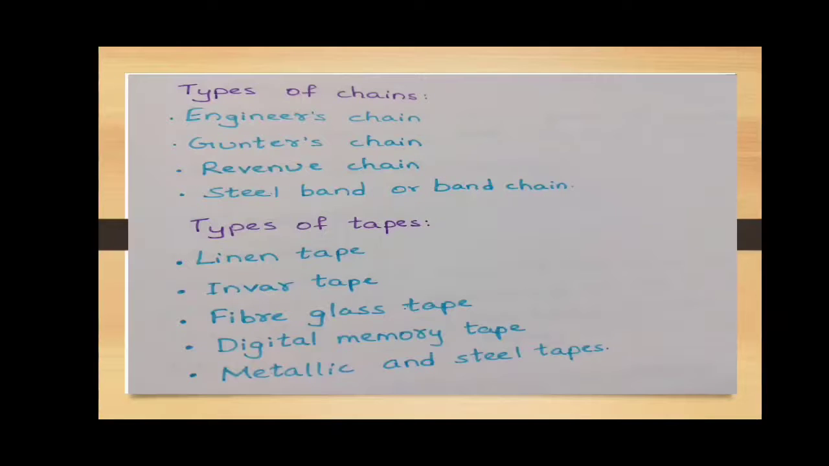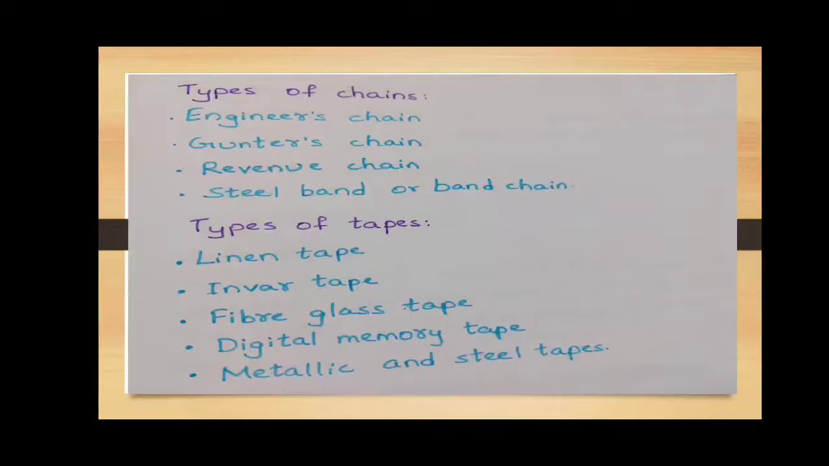And finally, steel band or band chain. The length of a steel band may be 20 meters or 30 meters. It is a steel ribbon of width 12 to 16 mm and thickness of 0.3 to 0.6 mm. It is lighter in weight compared to other types of chains and easy to handle, but the only disadvantage is that it is easily broken and cannot be repaired in the field. Next, coming to types of tapes. There are 5 types of tapes used: linen tape, invar tape, fiberglass tape, digital memory tape, metallic and steel tapes.